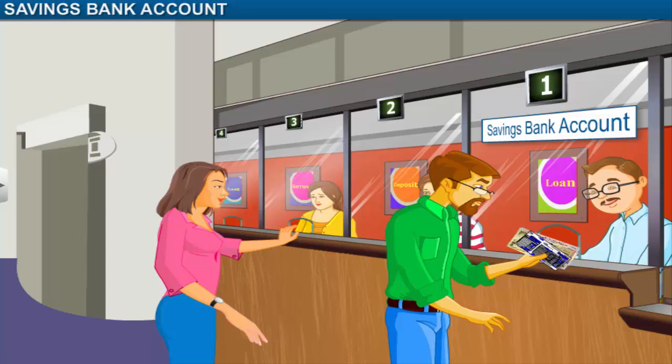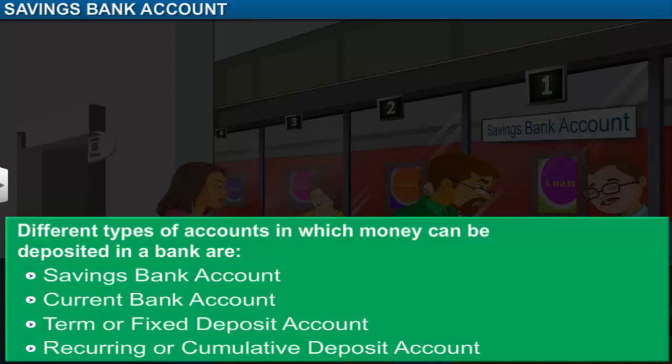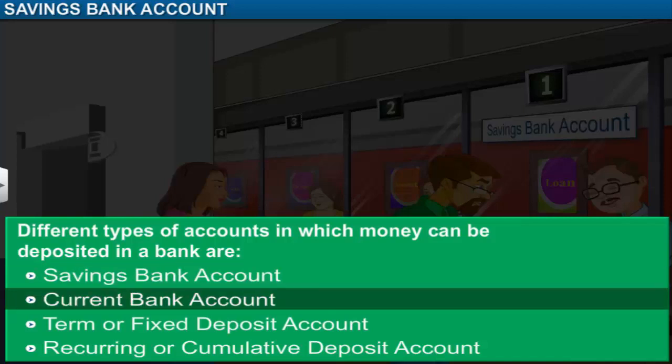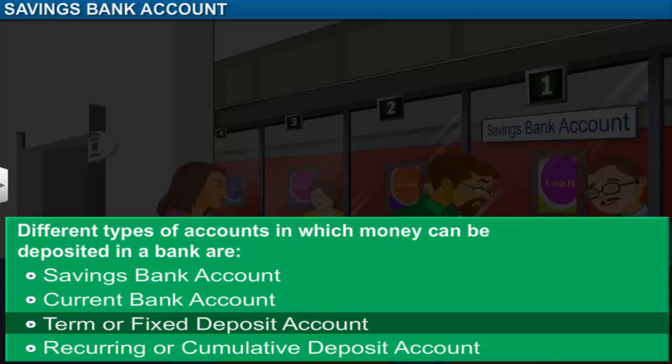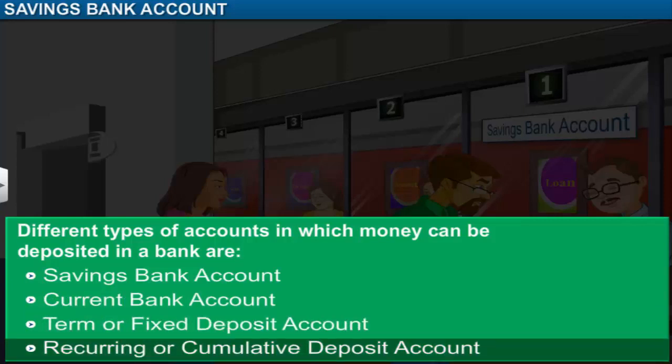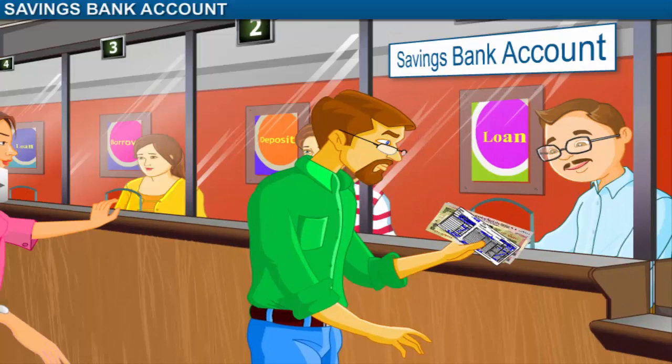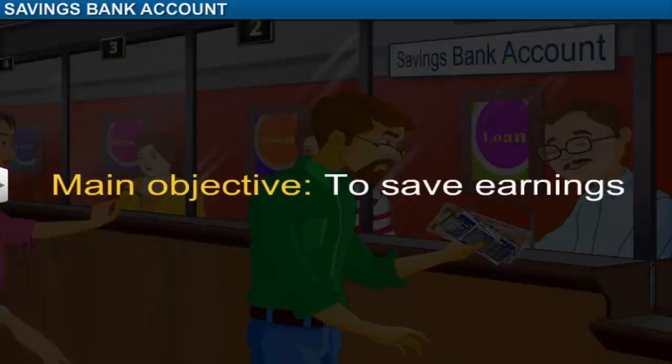To deposit money in a bank, an account has to be opened. The different types of accounts in a bank in which money can be deposited are a savings bank account, a current bank account, a term or fixed deposit account, and a recurring or cumulative deposit account. Let's learn about savings bank accounts. The most common of all the accounts is the savings bank account, as there is no limit on the amount of money that can be deposited and withdrawn. The main objective of this type of account is to save earnings.